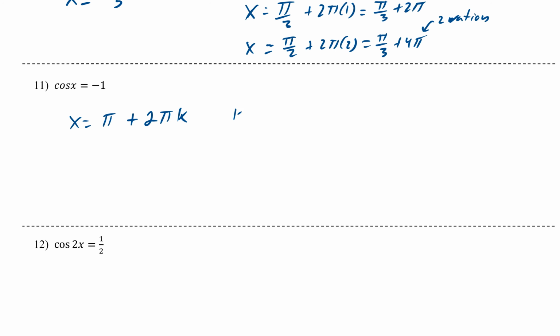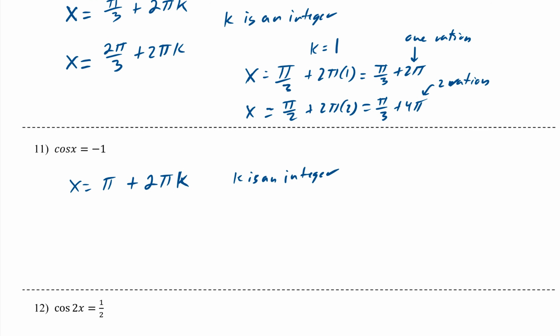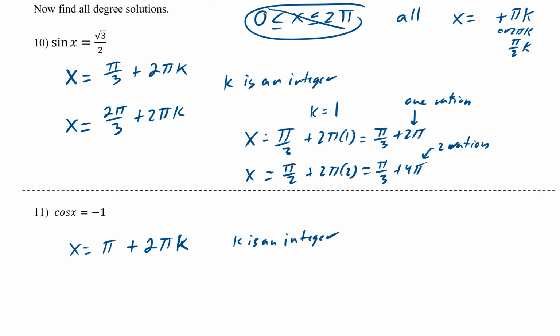Now, k is an integer. We're just writing it for right now. But all I want you to see is the pi plus 2 pi k. That's it. We already know that k is going to be our integer on each of these. All right, so that's pretty much it on each one.